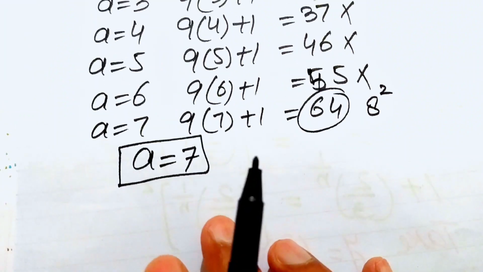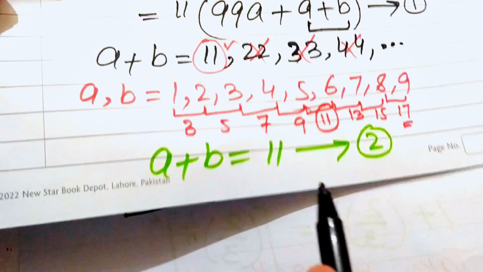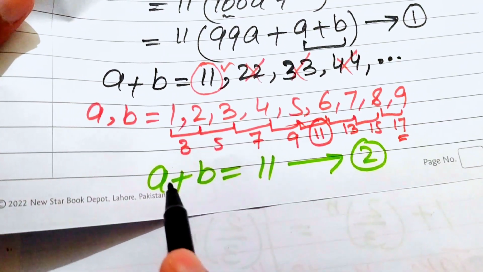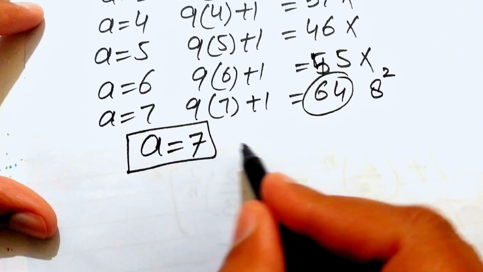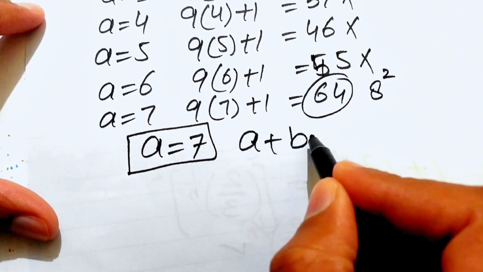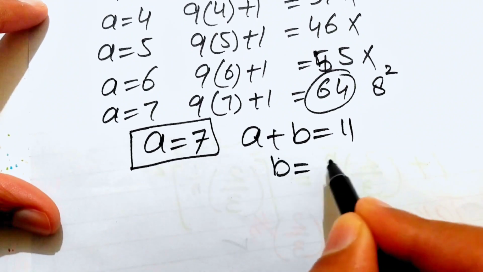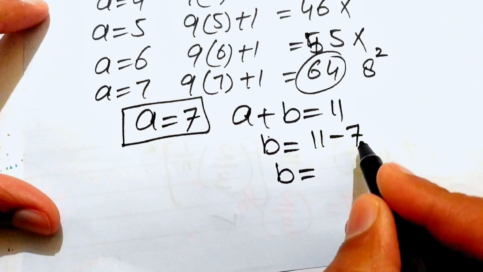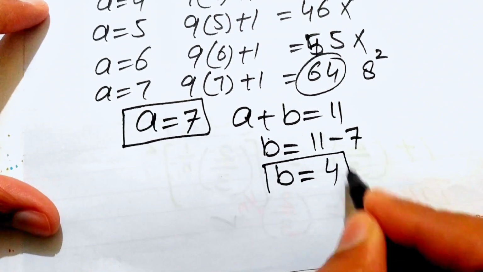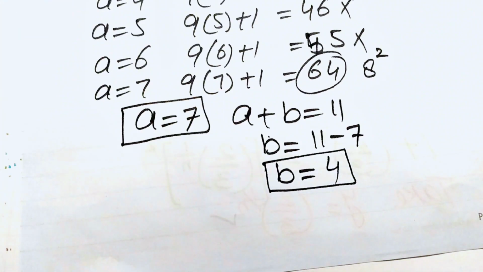Now we put a equals 7 in equation number 2, where a plus b equals 11. Then b equals 11 minus 7, so b equals 4. So we have a equals 7 and b equals 4.